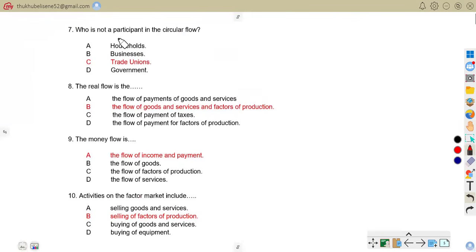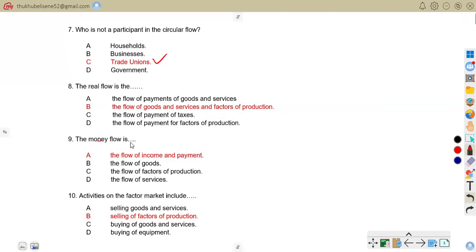Who is not a participant in the circular flow? Households, business, trade unions, government. So trade unions are not participants in the circular flow. Trade unions are not one of the main participants in the circular flow model. The main participants are household, business, and government.